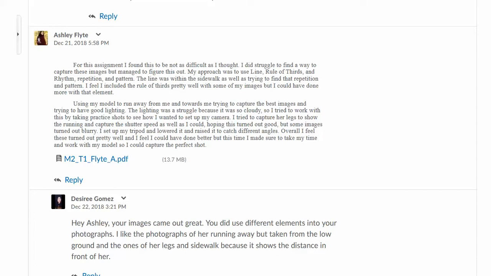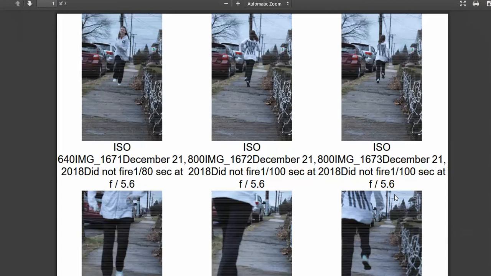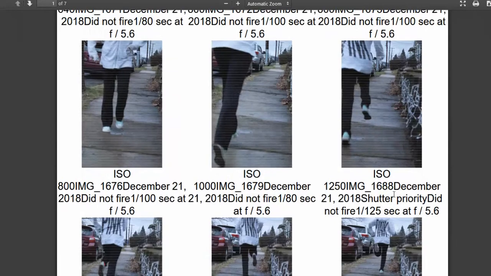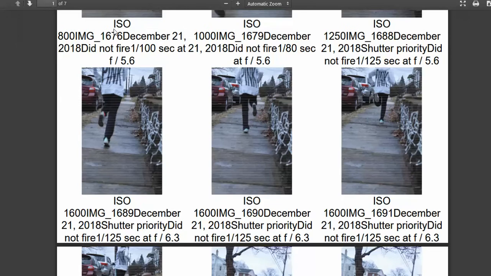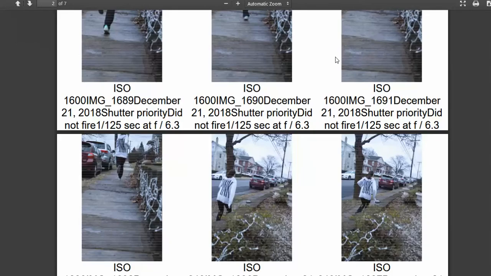Okay, so for your images, you utilized line, rule of thirds, rhythm, repetition, and pattern. So let's take a look at your images. Going through them, contact sheet set up great. 9 images per page. File name and number, date, exposure. Flash did not fire, and shutter priority. Okay, so yeah, it looks like you got all the required metadata.